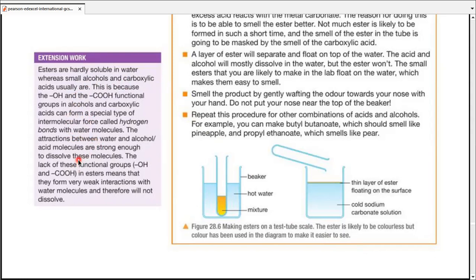The attractions between water and alcohol molecules are strong enough to dissolve these molecules. The lack of these functional groups, OH and COOH, in esters means that they form very weak interactions with water molecules and therefore will not dissolve. Now, in order to make sure that last line is explained properly, take a look at this structure of ester. This functional group does not contain a single hydrogen atom. So forming specific hydrogen bonds with water won't be possible, which will hinder its solubility in water. That's why esters are hardly soluble in water. I hope now it makes sense.